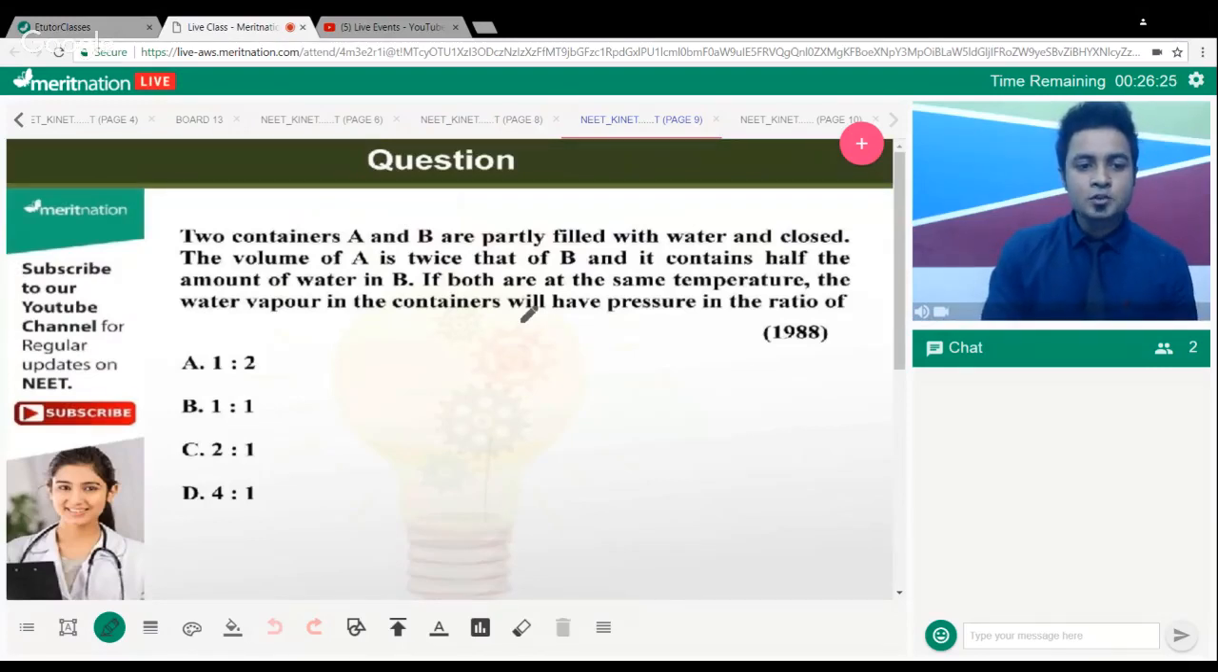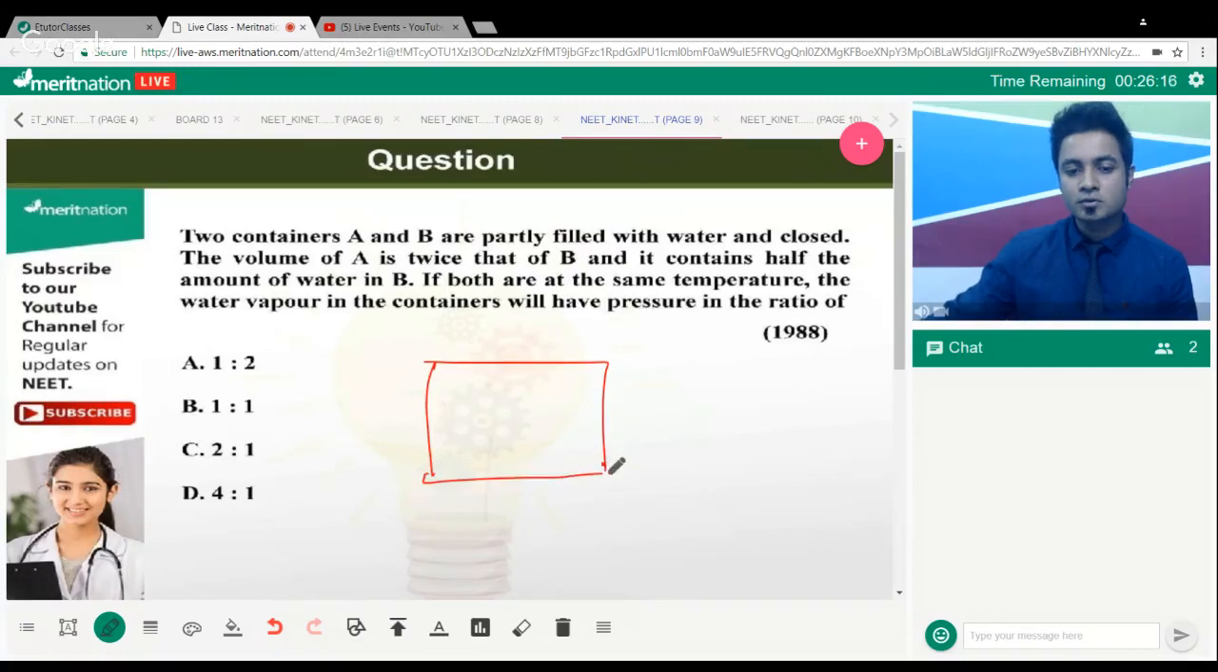So there are two containers, guys, A and B, partially filled with water. Okay, they are partially filled. So I'm just going to draw this one. This is A, this is B, and they are partially filled with the water, and they are closed as well. It means they are not open to the atmosphere.